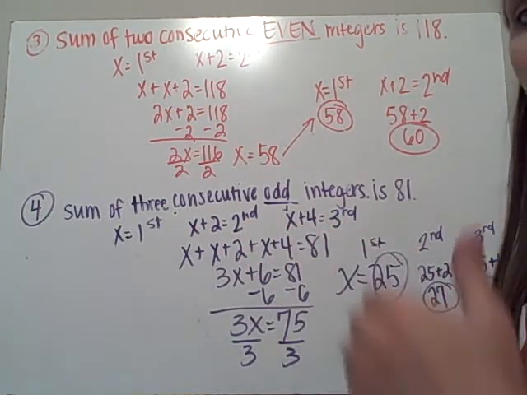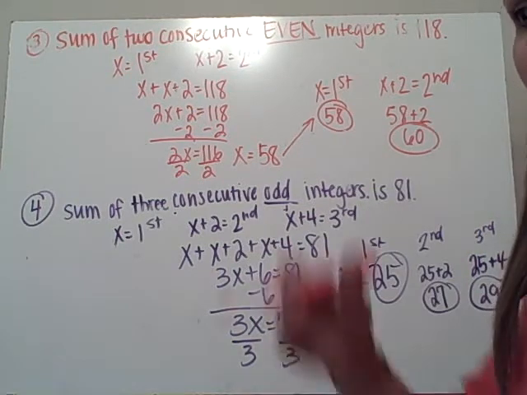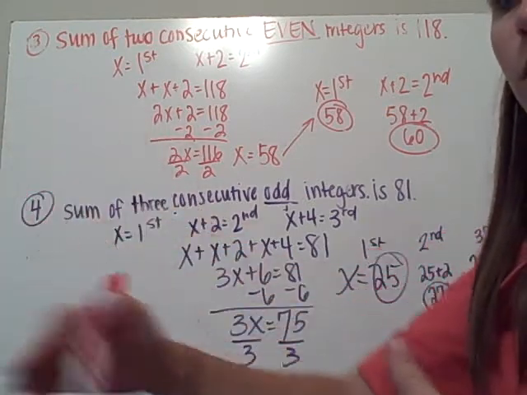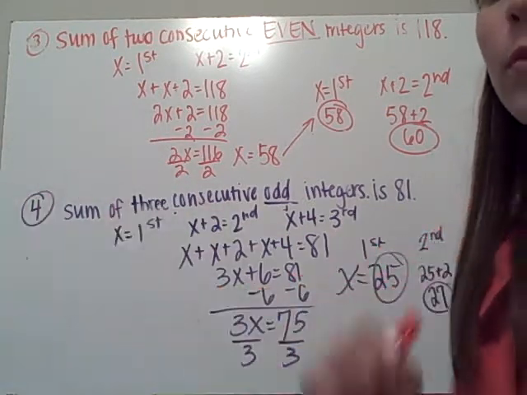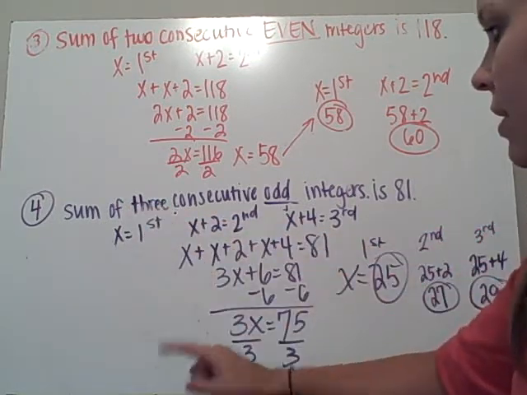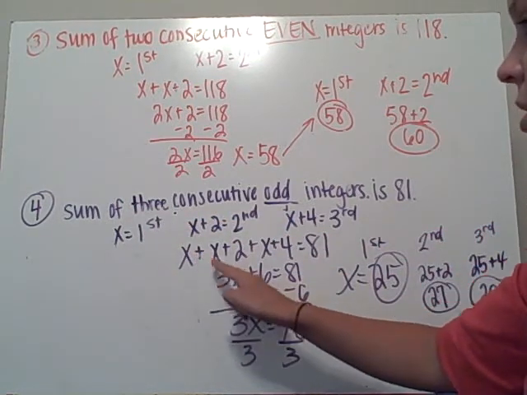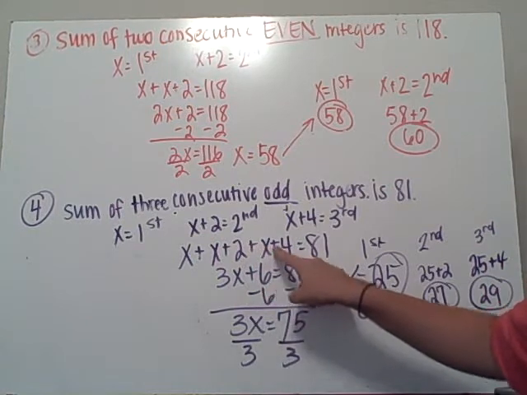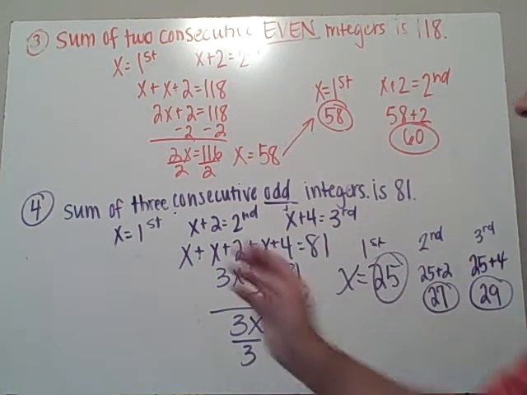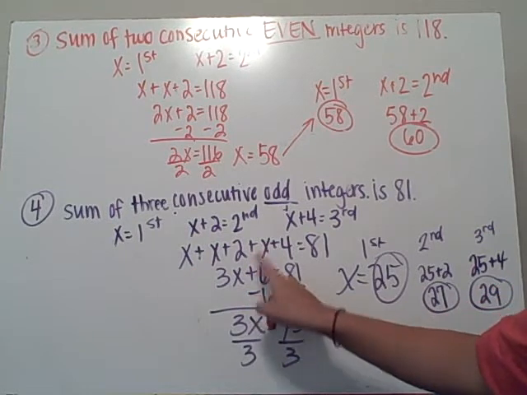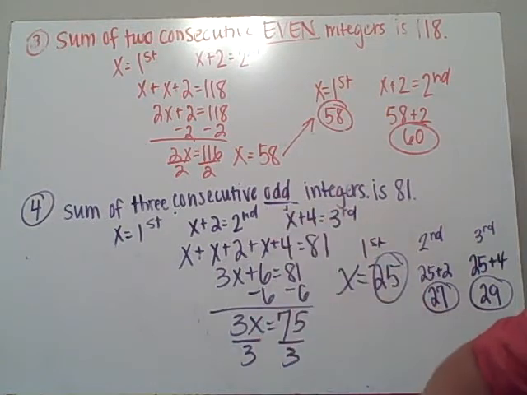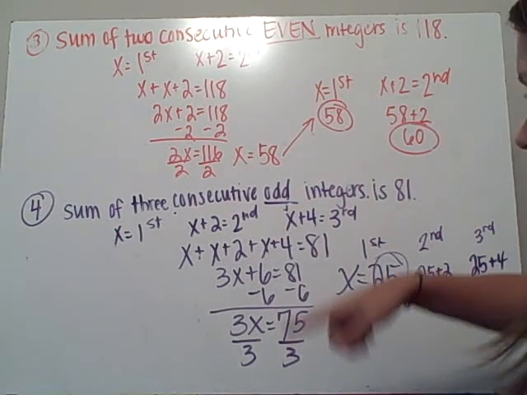Because think about it, if we start at 3, I have to add 2 to get to 5. Well, if I want to know the next integer, I would have to add 4 from 3 to get the next odd number. Sum means add them together, so we have x plus x plus 2 plus x plus 4 equals 81. Now, x plus x plus x is 3x, and 2 plus 4 is 6. Now this is just a simple two-step equation.